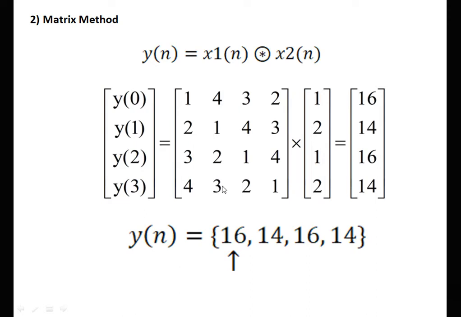We copied the last value 3 and then copied the values 4, 1 and 2, and in the last, this 2 is copied here, 3, 4 and 1. So in this way we are circulating the signal, and when we do it the next time we will again get the original signal, that is 1, 2, 3, 4. So this is x1 of n and this is x2 of n. We do the multiplication and we are getting the answer 16, 14, 16, 14.